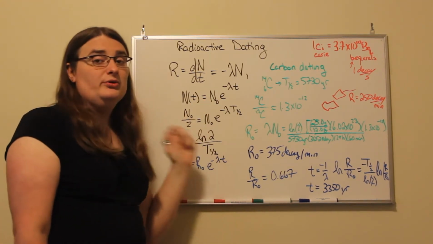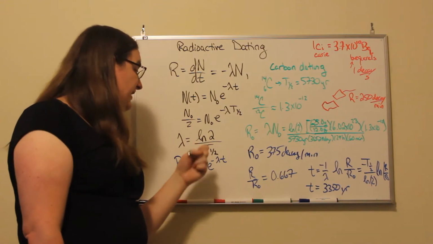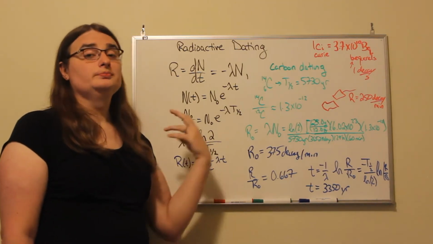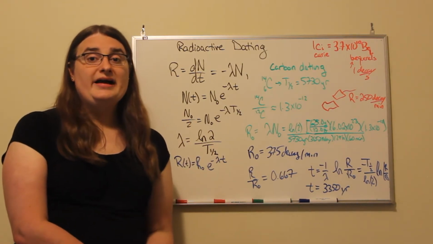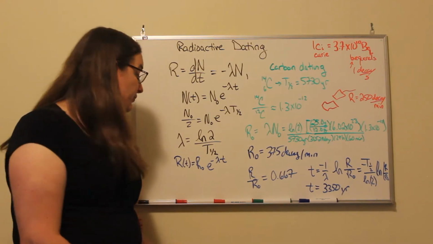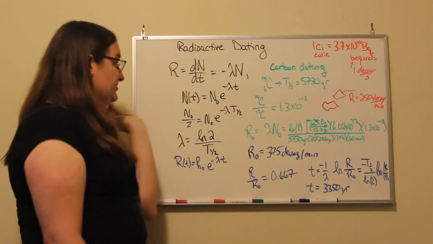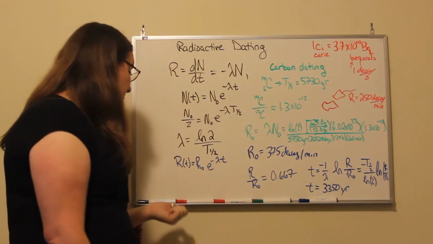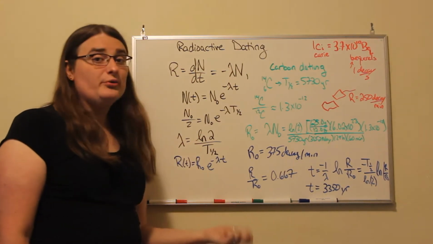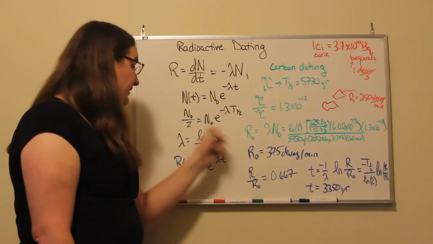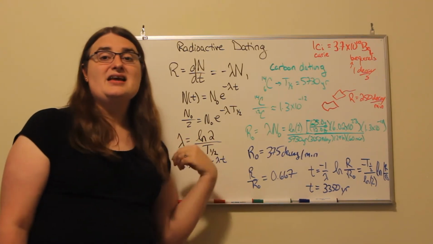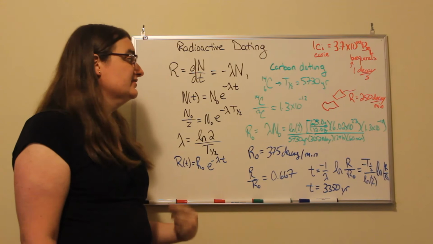Lambda would be equal to the natural log of 2 divided by the half-life of the radioactive isotope that we're dealing with. And the rate of radioactive decay, since it's based on the number of particles that we have, would be equal to the original rate of radioactive decay times that exact same exponential decay dependence.